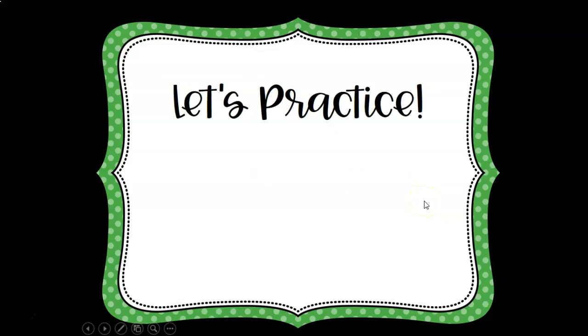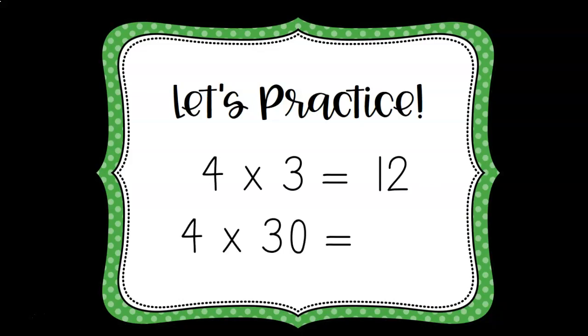So let's do some practice together. If I know that 4 times 3 is 12, what is 4 times 30? Well, I want you to think, what is your basic fact? 4 times 3 is 12. Well, I have 1 zero in my problem, and the 3 is in the tens place. So I need to have 1 zero in my answer. So I'm going to do my basic fact and then 1 zero. Notice you can see my basic fact right here and right here.